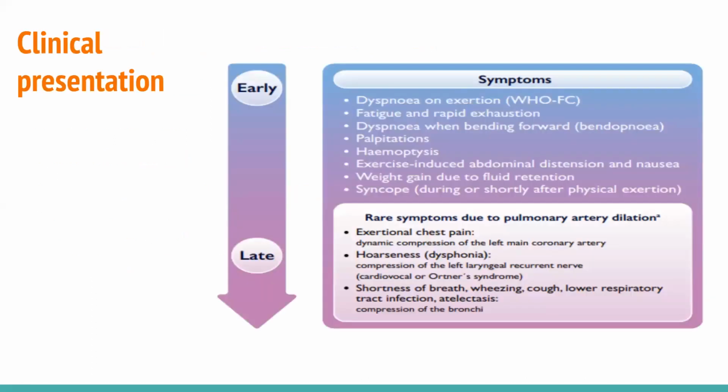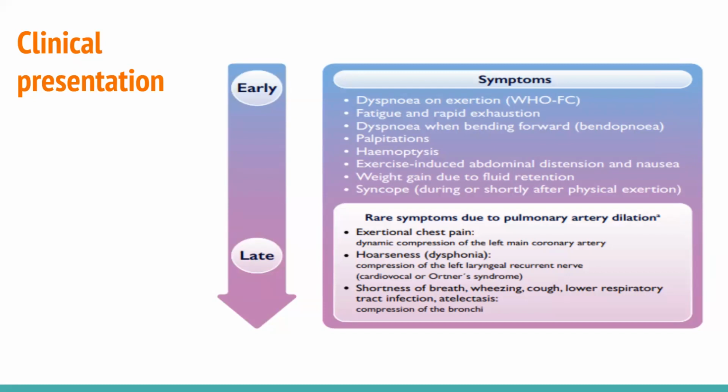Clinical presentation. The most common presentations are basically due to right ventricular dysfunction because of the pulmonary artery hypertension. These are manifested earlier during exercise. So the most common presentation, the cardinal symptom of pulmonary hypertension, is dyspnea. Dyspnea on exertion, fatigue and rapid exhaustion, dyspnea with bending forward, that is bendopnea, palpitation, hemoptysis, exercise-induced abdominal distension and nausea, weight gain due to fluid retention, and syncope.